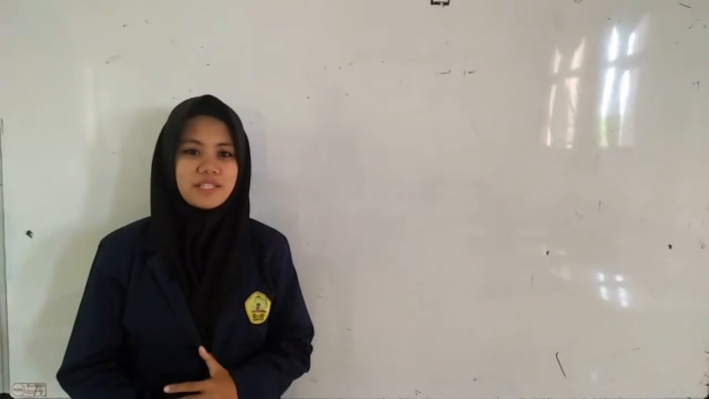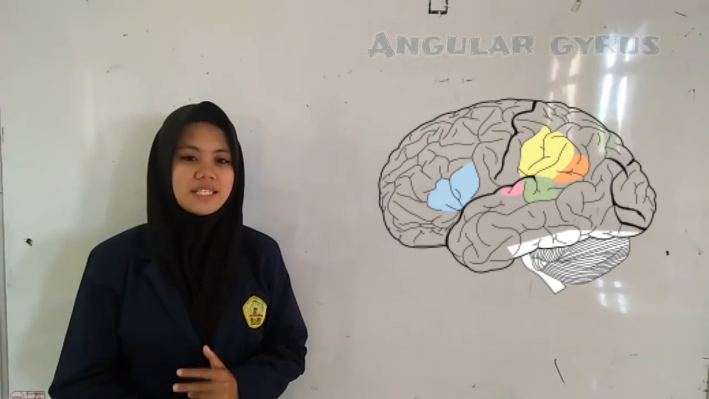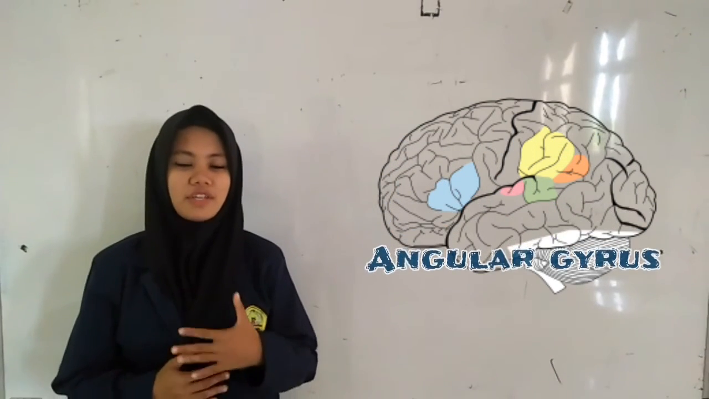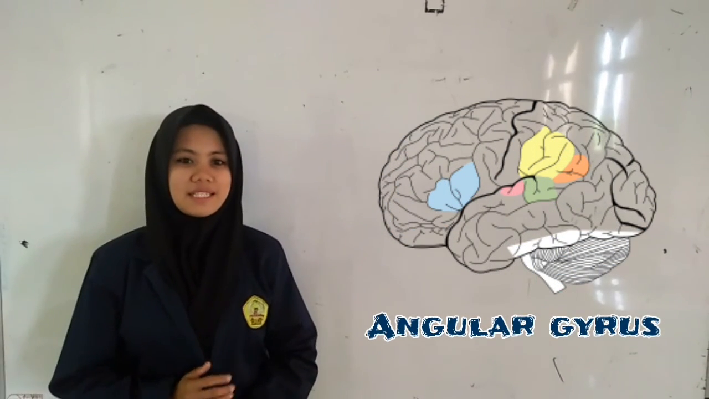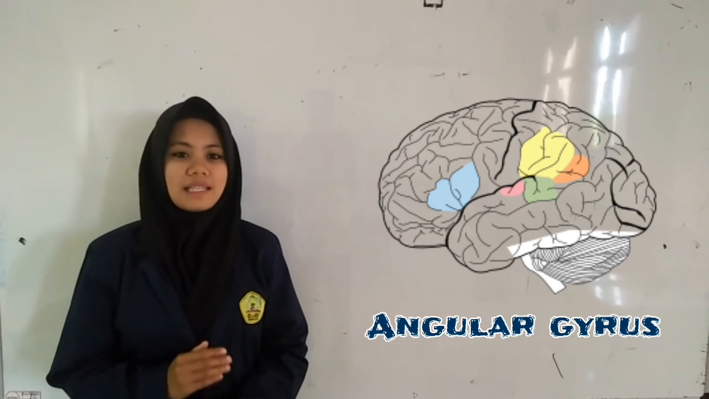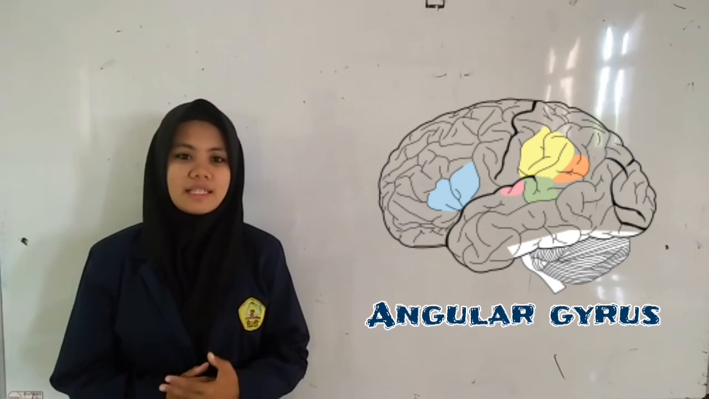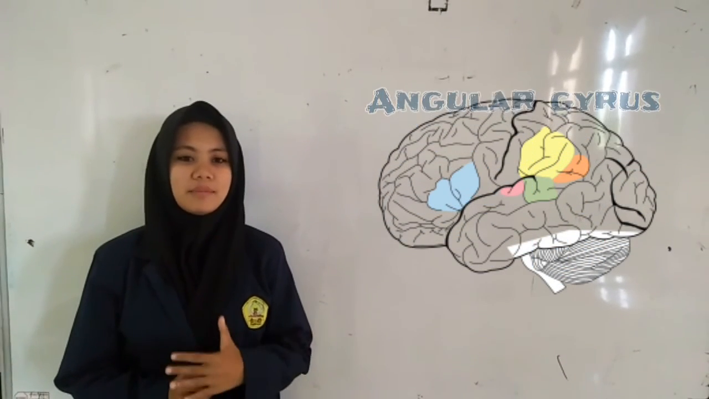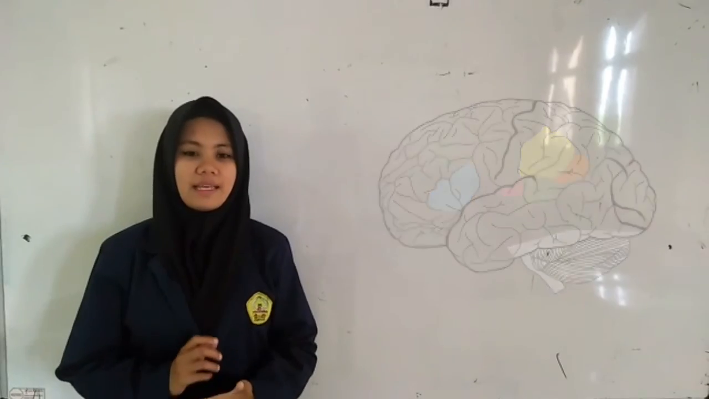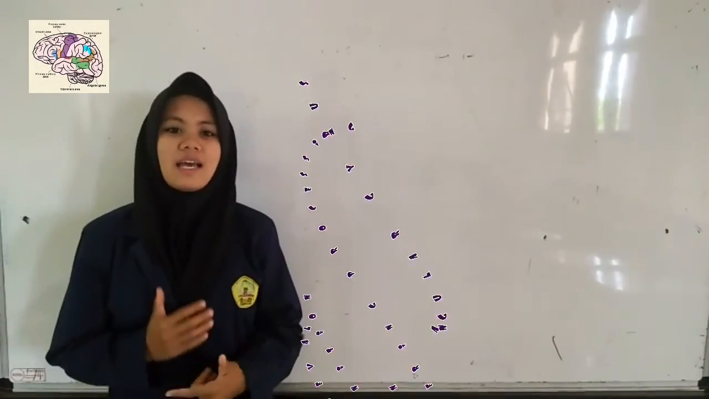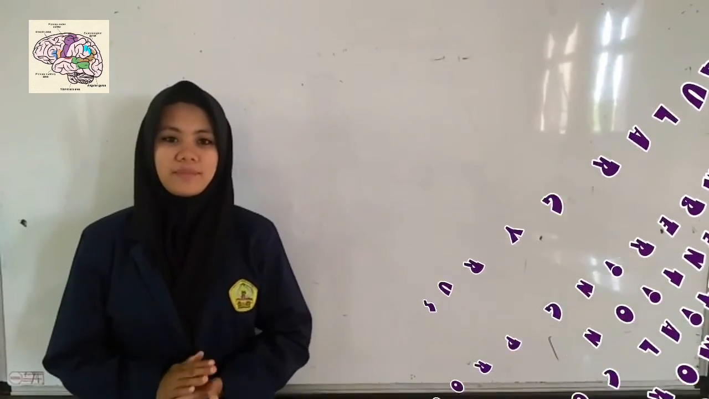Okay, now I will explain to you about the angular gyrus. But first, I will explain the definition and function of the angular gyrus. The angular gyrus is a region of the brain in the parietal lobe that lies near the superior edge of the temporal lobe. And it is involved in a number of processes related to language, like number processing, attention, spatial cognition, and theory of mind.